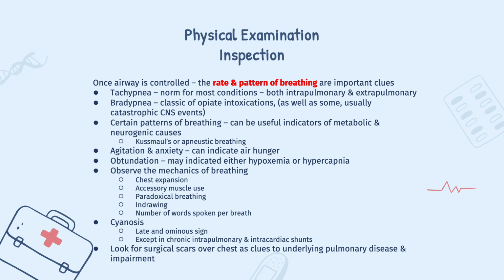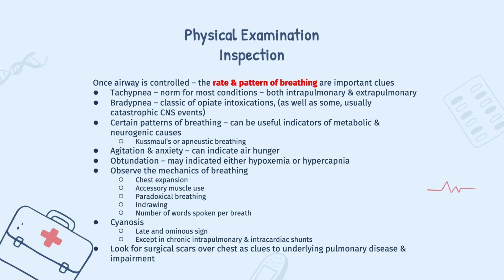So once we have the airway controlled, really look at the rate and pattern of the breathing, because this gives us some really important clues. Is the patient tachypneic? That's the norm for most conditions, both intrapulmonary and extrapulmonary. Do we have a patient who is bradypneic, so a really, really slow respiratory rate? That is a classic sign of opiate intoxication, as well as some other really bad CNS events.